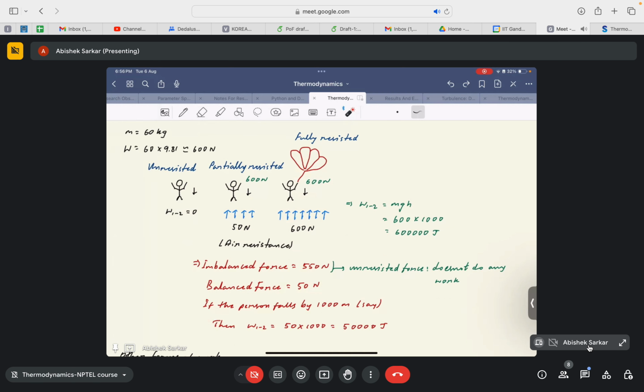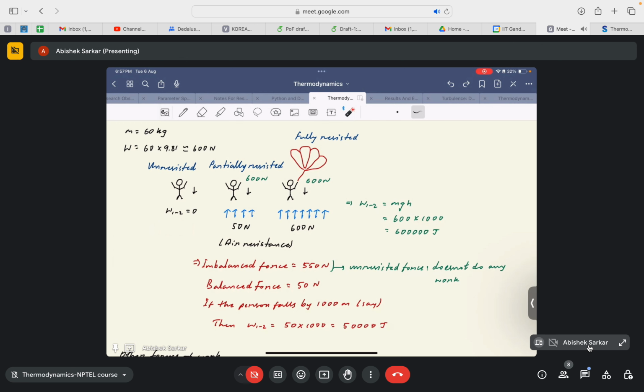So in the case of an unresisted fall or a free fall, where the air is very, very thin and does not provide any kind of resistance, so even if the air exists, the air resistance is almost equal to zero because air is very, very thin, then the net work done by the person while falling from a height of say 1000 meters is equal to zero.